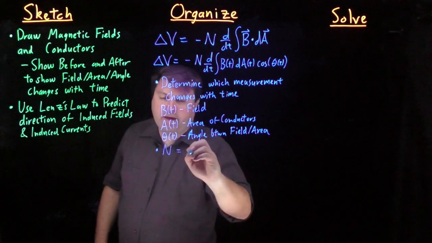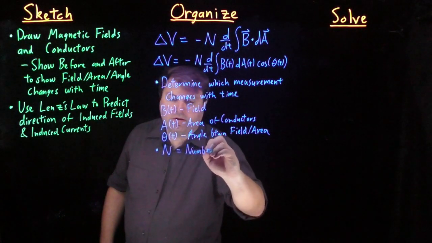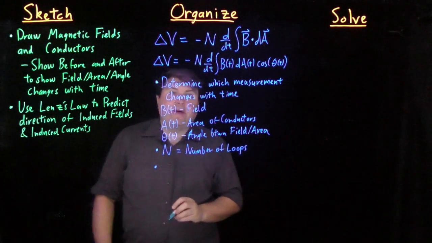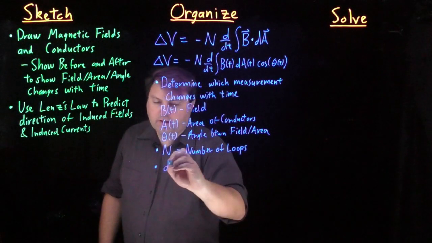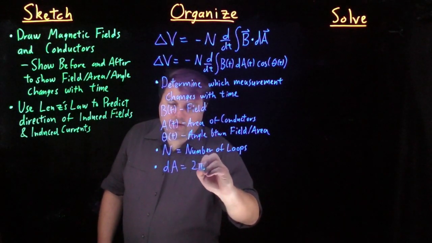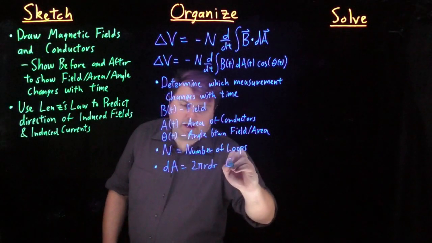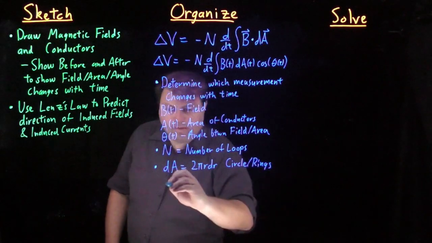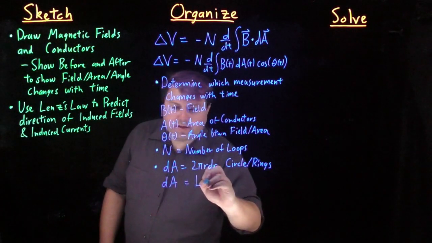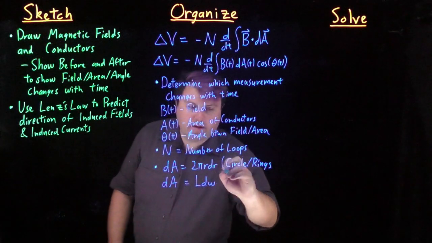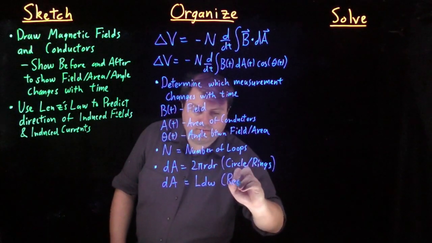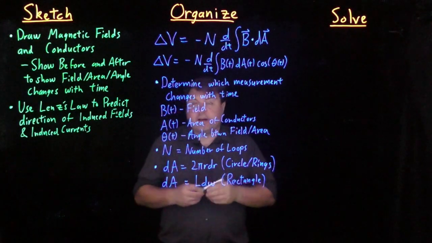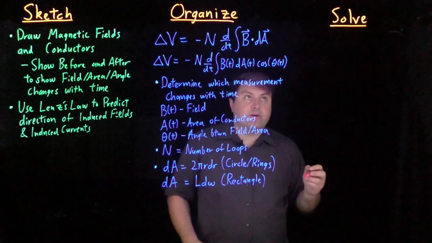Just so we know, n is the number of loops. And then common dAs are that dA is 2 pi r dr for, again, a circle made of rings. Our dA is the length times the differential width for a rectangle. So now that we have this set up, we can go into our solve.